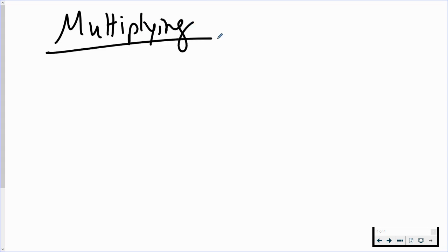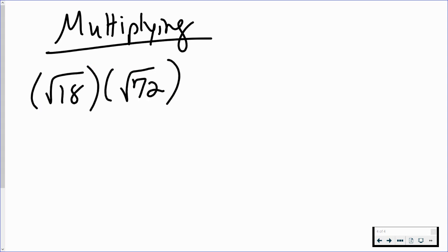All right, let's take a look now at multiplying radicals. Let's say we have square root of 18 times square root of 72. We want to simplify down.